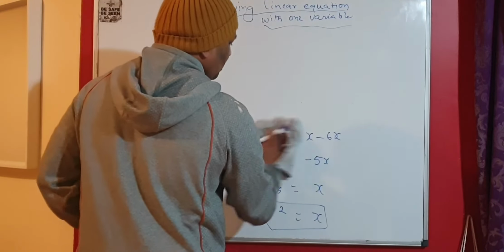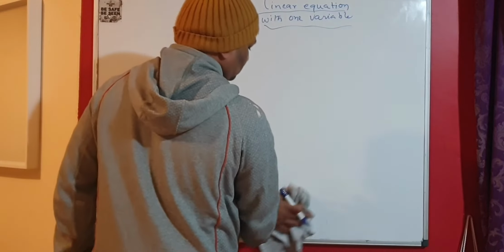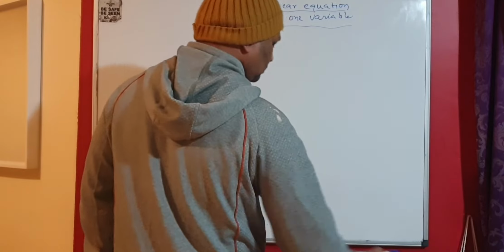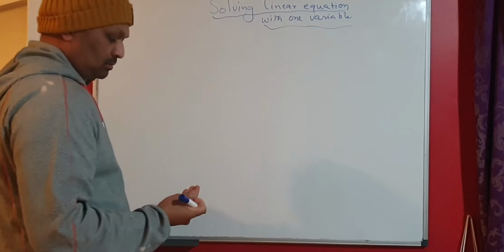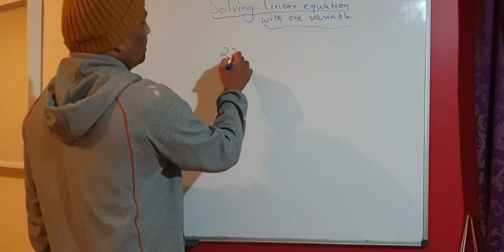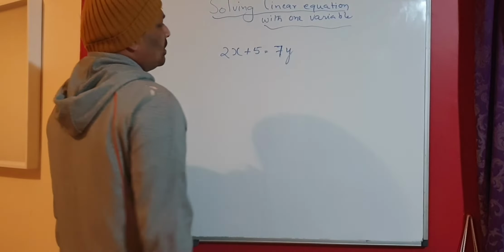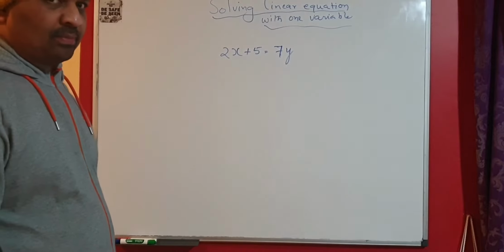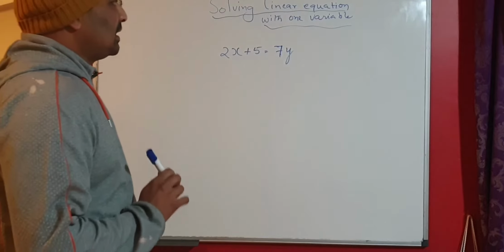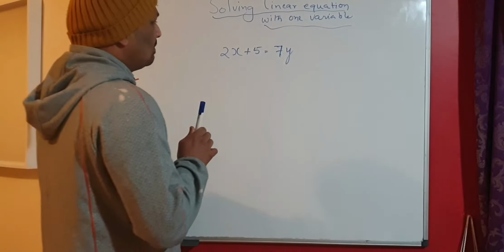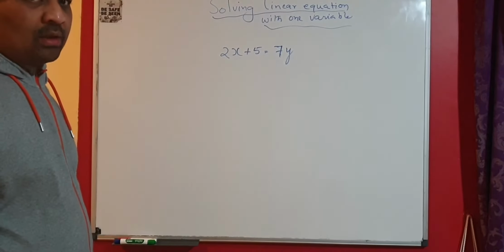Okay, let's try to see one more example. Two x plus 5 is equal to 7y. Okay, can we solve this one? Can we solve it? First of all, is this a linear equation with one variable? How many variables we have here? We have x and we have y. There are two variables. There are two unknown quantities.